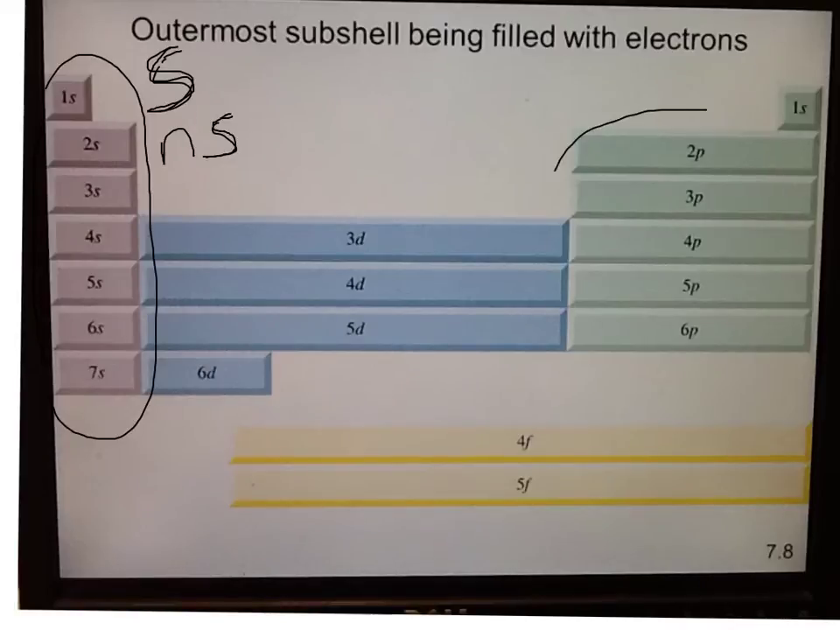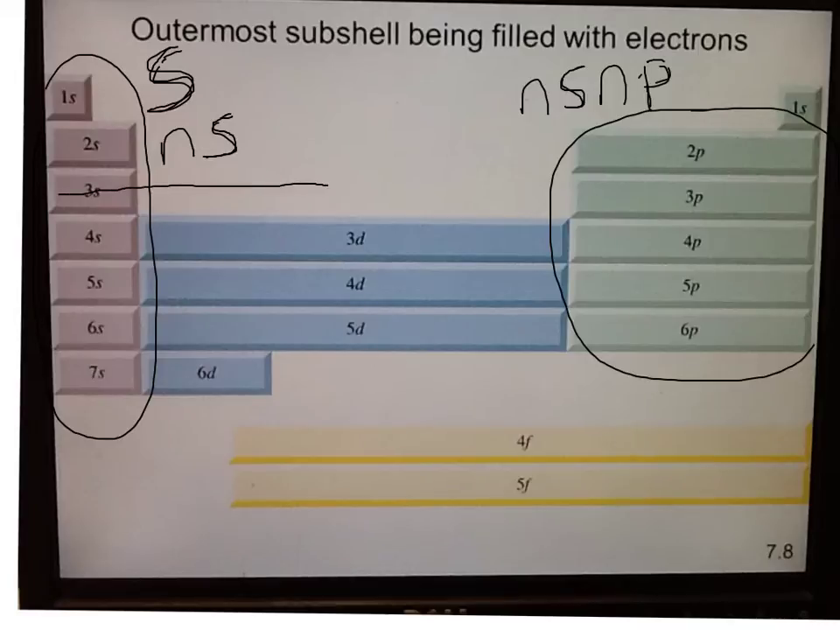These guys here are the elements in the p block. They're filling ns and np, where again n corresponds to the principal quantum number that they're filling, and again, like the s block, it equates to the period number. So if this is the third period, these guys are filling the 3s, and these guys are filling the 3p.